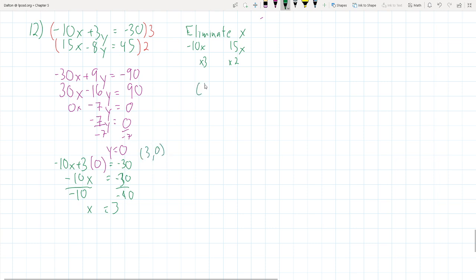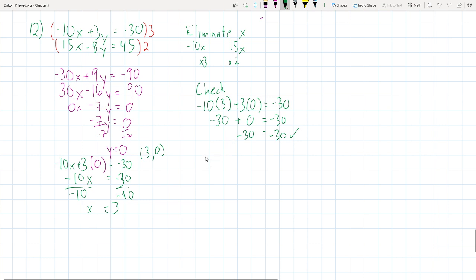So we're going to check those. Negative 10 times 3 plus 3 times 0 equals negative 30. Negative 10 times 3 is negative 30, plus 0 equals negative 30. Negative 30 equals negative 30. Yay!